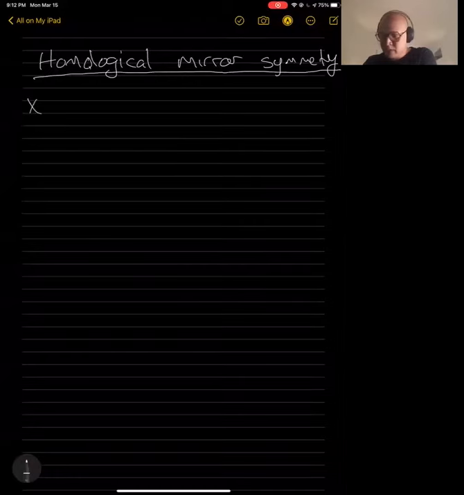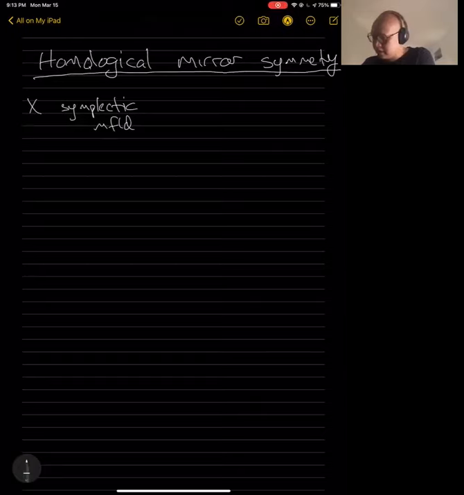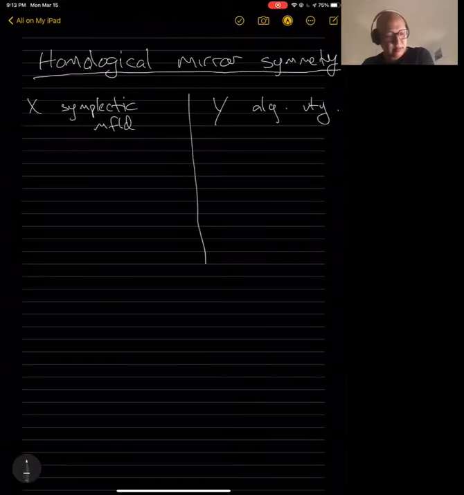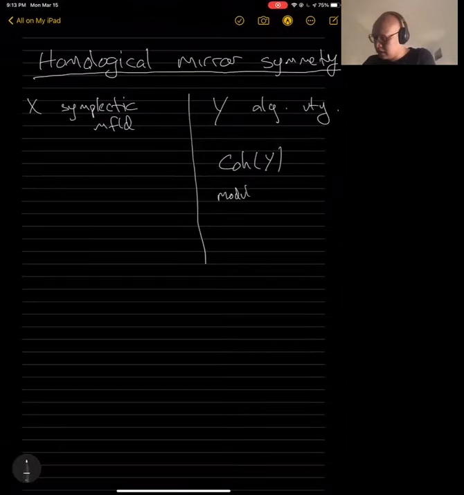So from the beginning, what is it about? Well, you have some symplectic manifold. And you have some other, a priori perhaps unrelated, algebraic variety. And from the algebraic variety, there's a category you can form. It's called the category of coherent sheaves. And roughly speaking, it's modules for functions on Y.